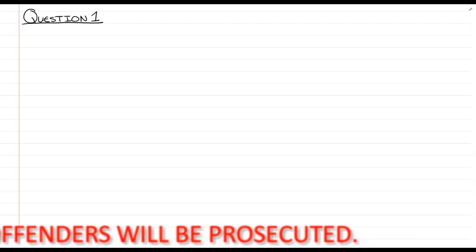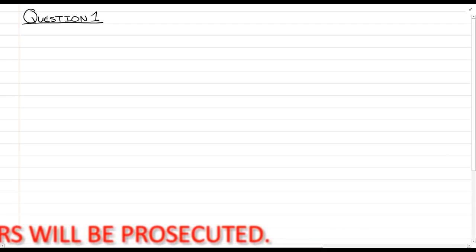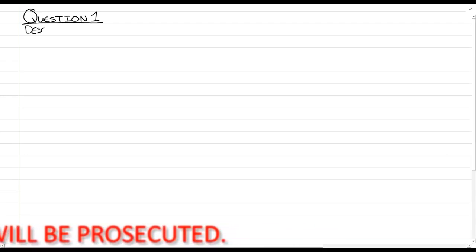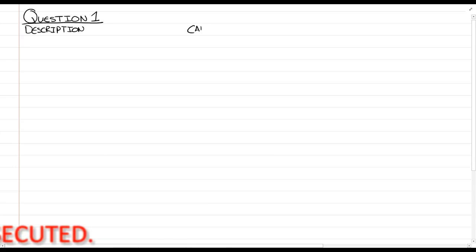You're professional. Question 1. We must always put down the headings. That's how you get your presentation marks. The headings will be description, calculation/explanation, and then we will have to have a rands column.